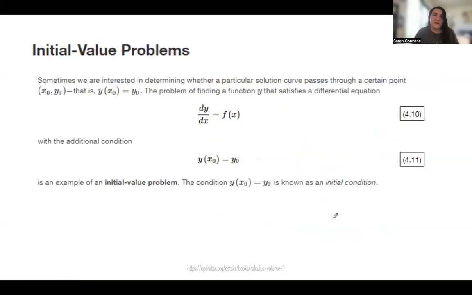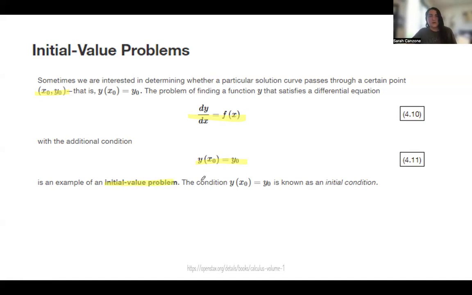Now, I did mention that we want a plus c unless we have some initial conditions. There are going to be times when we're given initial conditions and we can find c. So now I can formally define what it means to be an initial value problem and what it means to be given initial conditions. So sometimes we want to find a specific function and we're given an x and a y, so we're given a point. We have dy dx equals f of x, we're given some differential function, and the initial condition written however we're given it. This is called an initial value problem.